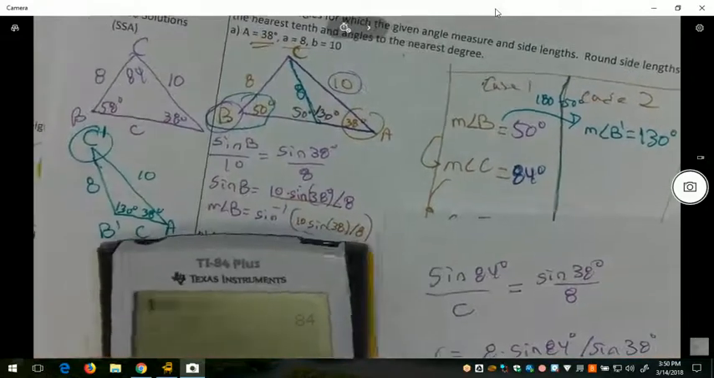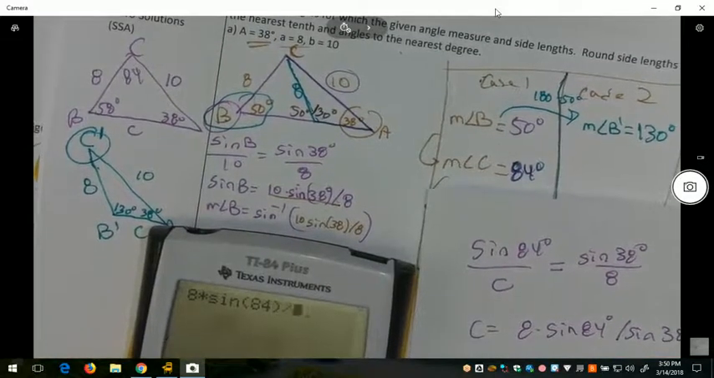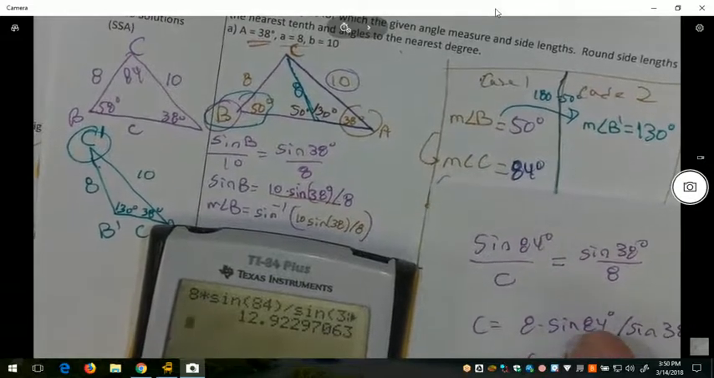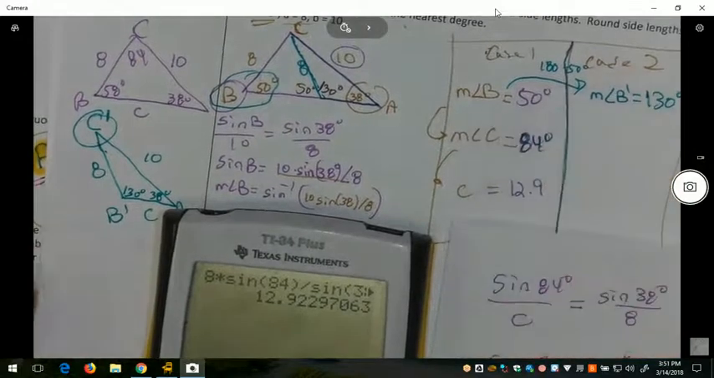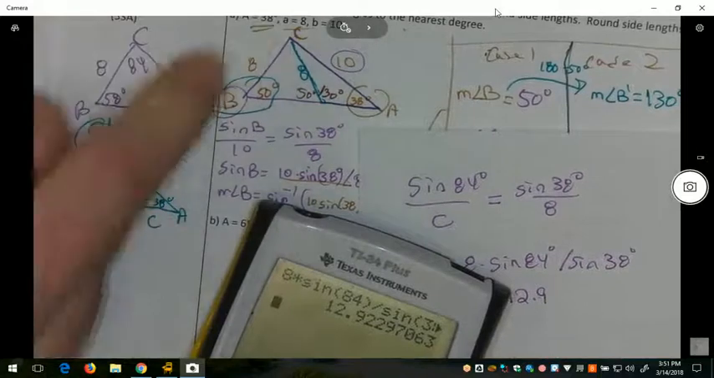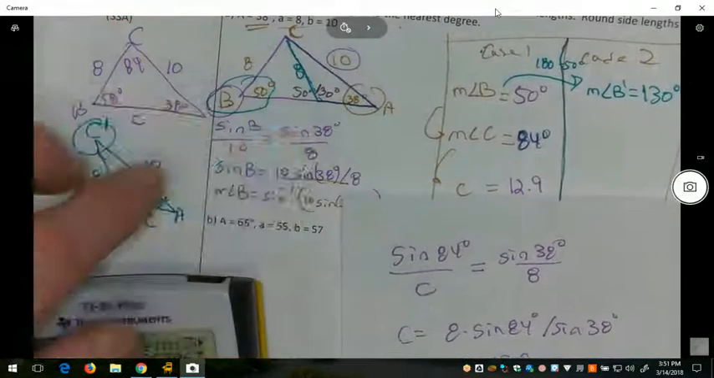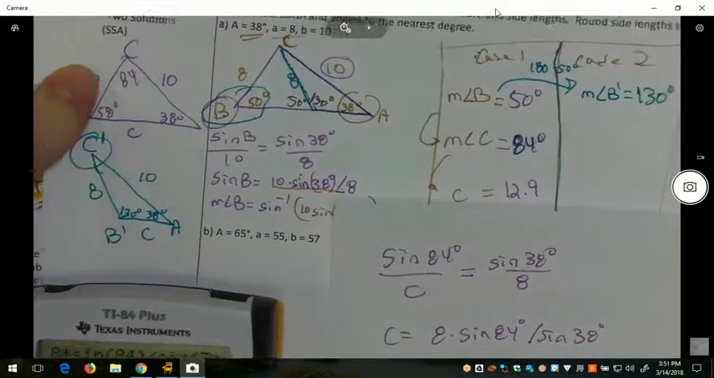I'll have to put in parentheses in my calculator. 8 times sine of 84 divided by sine of 38. This gives me a side length of 12.92, which rounds to 12.9. I have now solved the purple triangle, the big triangle, the acute triangle case, where the angles are 50, 84, and 38. And we can see that in this purple triangle here.